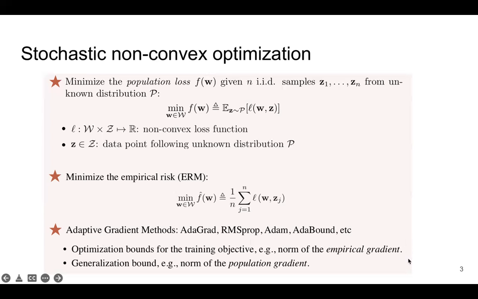There are two things: the optimization bound for the training objective, which is the norm of the empirical gradient, and the generalization bound, which is the norm of the population gradient. The reason we consider this is that finding the global minimum of a non-convex function is NP-hard. So the utility of the model is measured by the norm of the gradient.